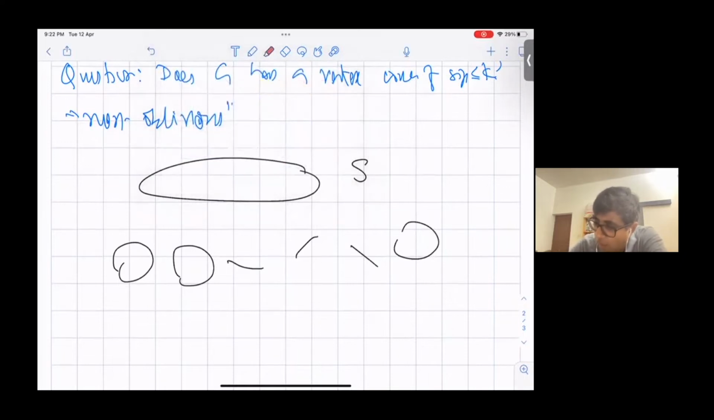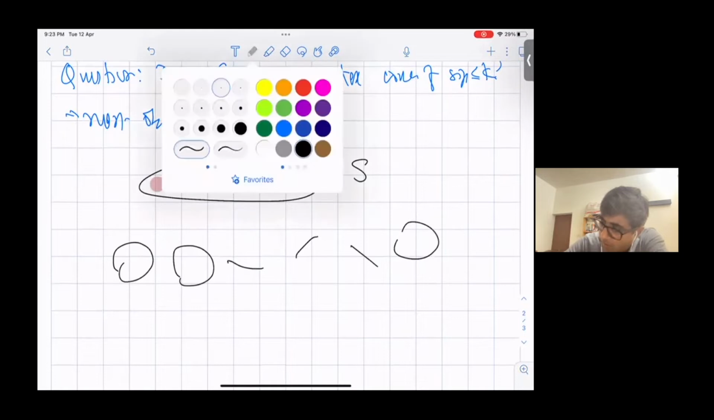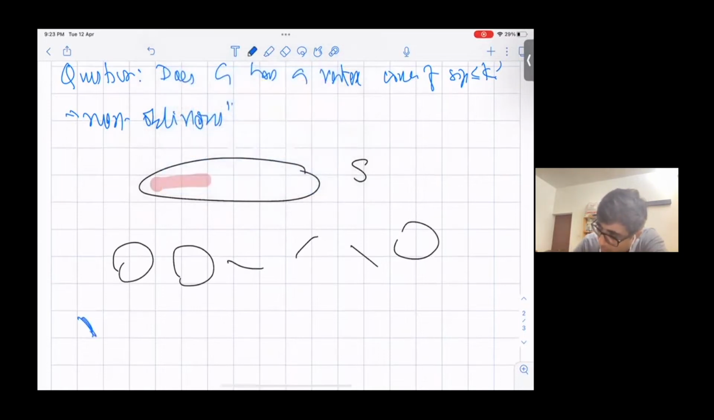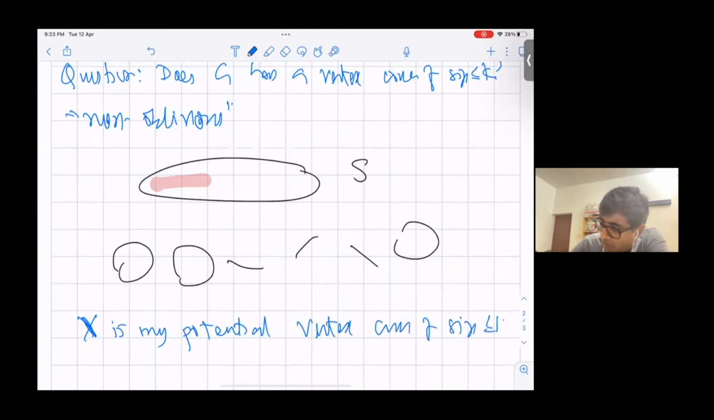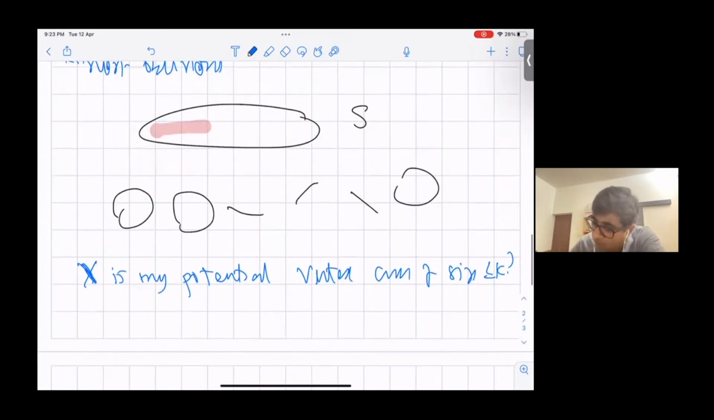Let's guess which subset of S of size at most k. So I'm guessing. Suppose X is my potential vertex cover of size at most k. Am I right? So what Sanjay is doing is saying, okay, let's take Z, guess Z, which is X intersection S. So this is his Z. Am I right? Okay, then what are you doing?